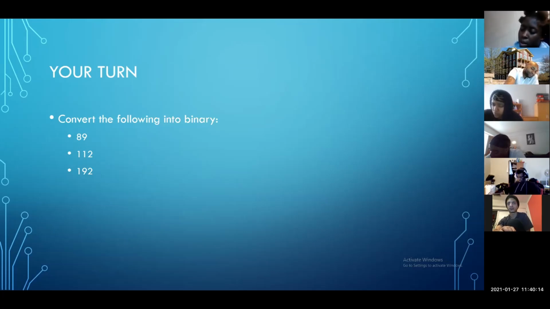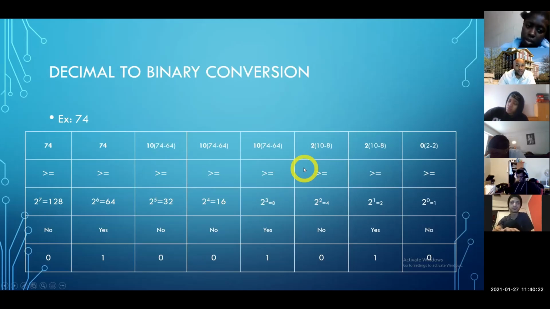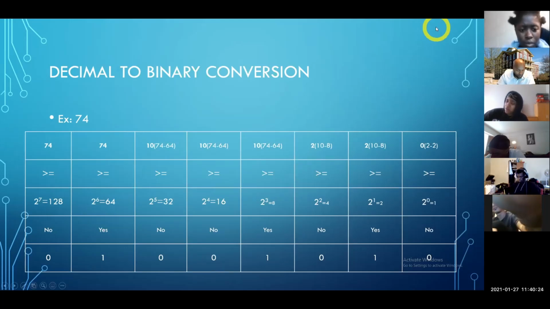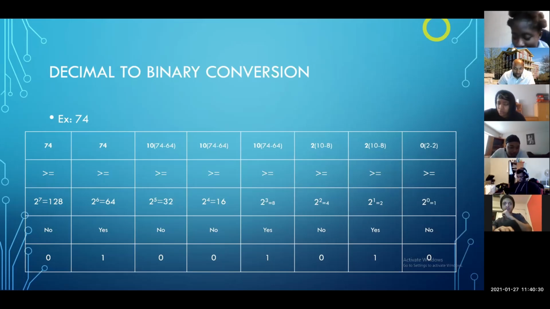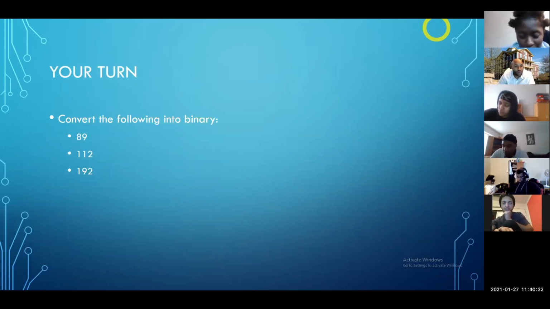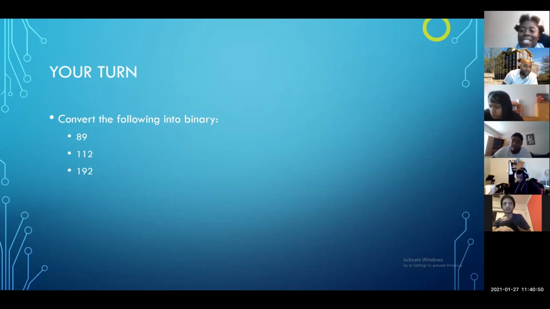Don't be shy. Can you show the other example again, please? Just a chart. I certainly can. The numbers were 89, 112, and 192. So write those numbers down and I'll go back to the chart.